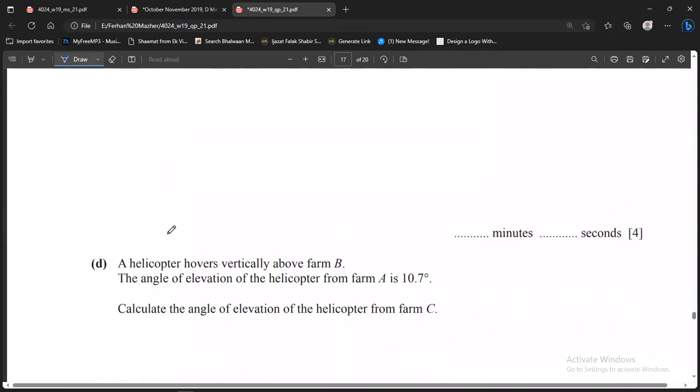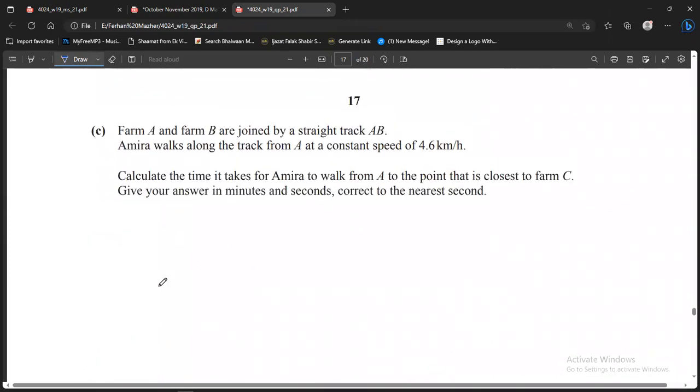The C part of this question is: Farm A and Farm B are joined by a straight track AB. Amira walks along the track from A at a constant speed of 4.6 kilometers per hour. Calculate the time it takes for Amira to walk from A to the point that is closest to Farm C, giving your answer in minutes and seconds correct to the nearest second.